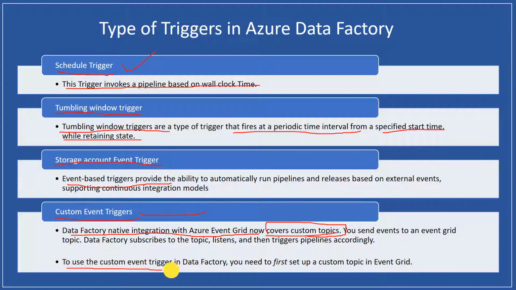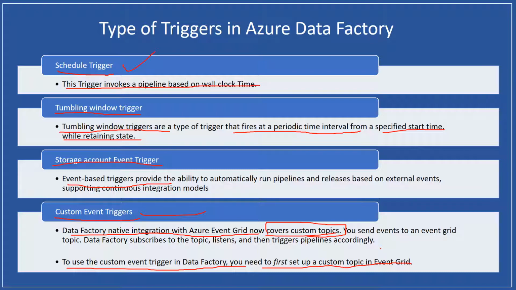To use the custom event trigger in Data Factory, you need to first set up the custom topic in Event Grid. Don't worry about the custom event grids, we will talk about that in the upcoming videos. As of now, you must know that this custom event trigger is nothing but something that will trigger based on any activity which we specify.